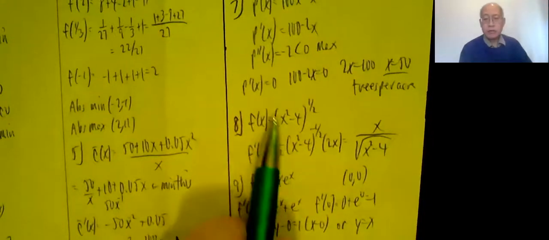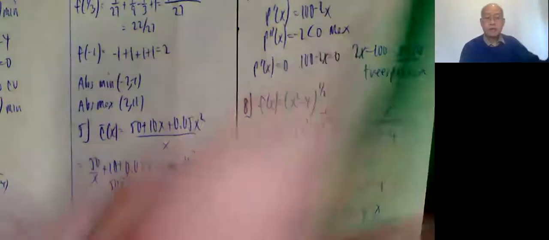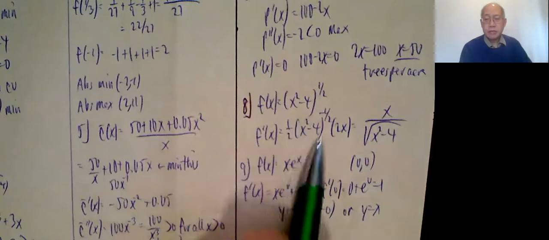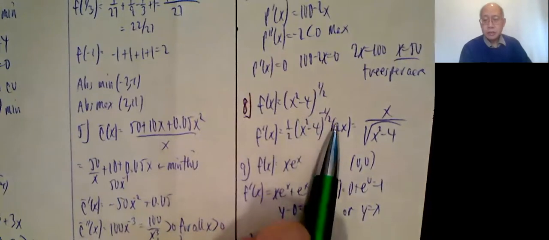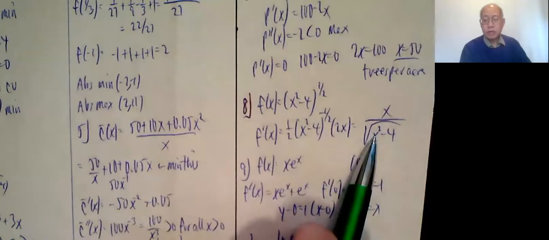Number 8, treat the square root as raising to the 1/2 power, as we know. So f prime is 1/2 times x squared minus 4 to the negative 1/2 times the derivative of the inside, which is 2x. 2 cancels the half. X is on top, square root of x squared minus 4 in the denominator.